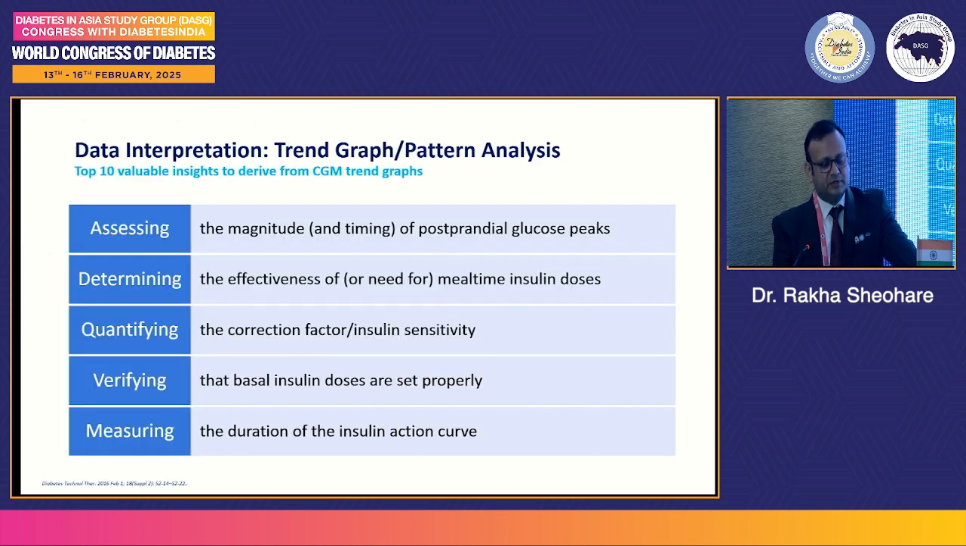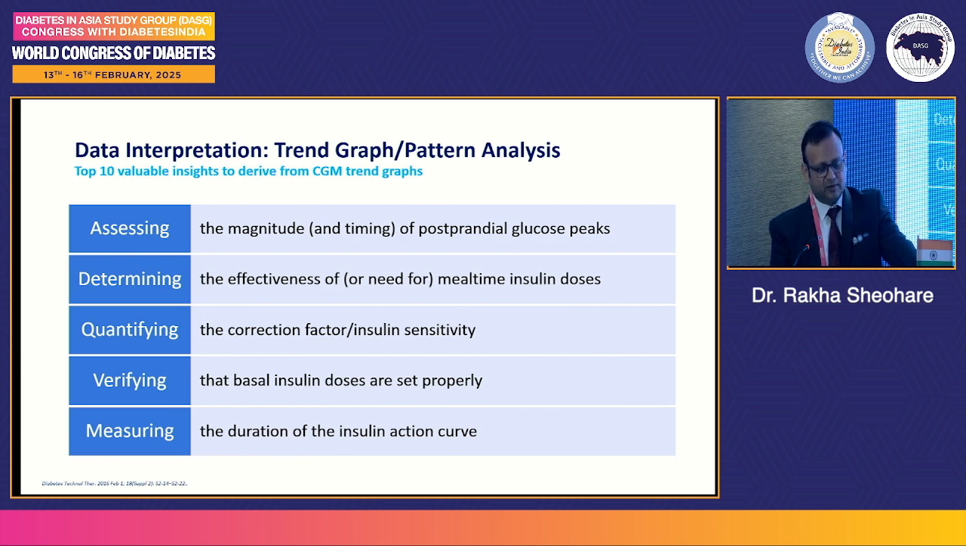So data interpretation: what is the trend, what is the pattern analysis? You need to have top 10 values insights like assessing, determining, quantifying, verifying, measuring. And that's the way you can properly decide the insulin dose. If the patient is on insulin, there should be a correction factor according to insulin sensitivity.